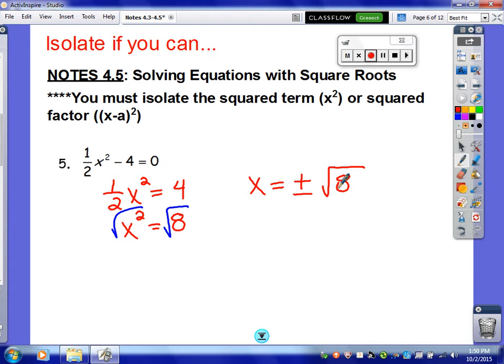Now remember from geometry, we want to simplify this. We're looking for the largest perfect square in 8, which is 4. So this is plus or minus the square root of 4 times the square root of 2. Well, the square root of 4 is 2, so the square root of 2 is our final answer. But here again, you can't forget that plus or minus.